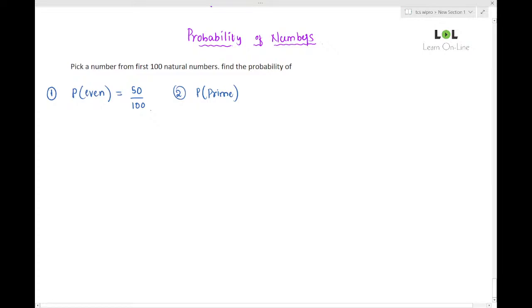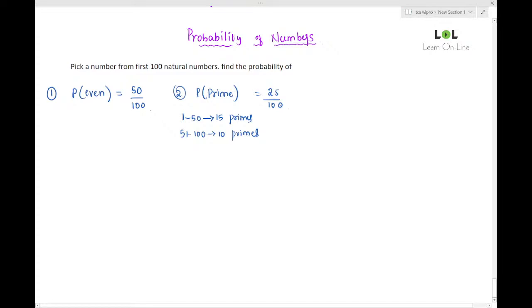Look, if you don't know this, remember: from 1 to 50, there are 15 primes, and from 51 to 100, there are 10 prime numbers. So what will be the answer now? 25 out of 100. 1 by 4 is the probability. Okay, if you don't know this, please try to remember: 1 to 50 there are 15 primes, 51 to 100 there are 10 prime numbers.